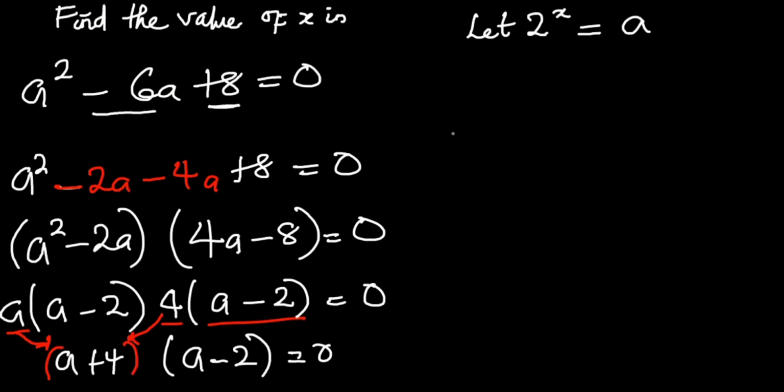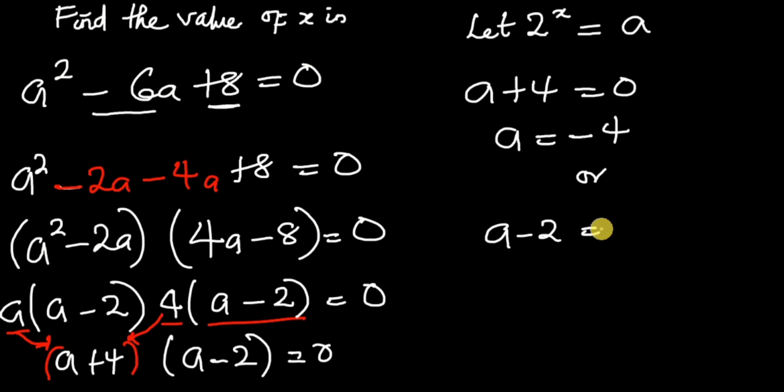Alright, so having done that, we can now equate the individual brackets to 0. So we're going to have the first one, a plus 4 is equal to 0. So a is equal to positive 4 crossing becomes negative 4 there. Or, quadratic equations always have two answers, you have a minus 2 is equal to 0. So a is equal to positive 2. So these are the solutions to this quadratic problem.